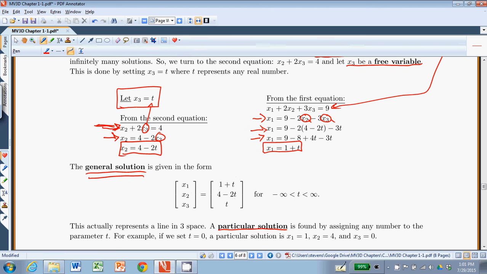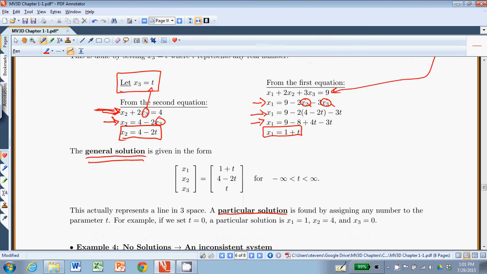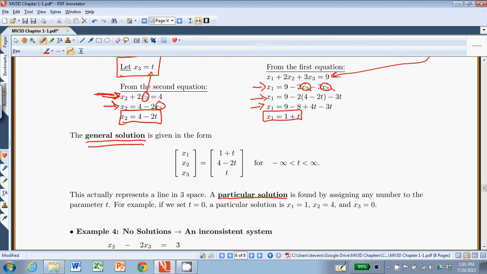There are infinitely many. Let's just find one. And the way you usually do that is set t equal to 0. You can set t equal to actually any number you want. 0 is usually pretty user-friendly. So when t equals 0, x1 is 1, x2 is 4, x3 is 0. So there is one particular solution. There's infinitely many that are governed by the general solution given here.